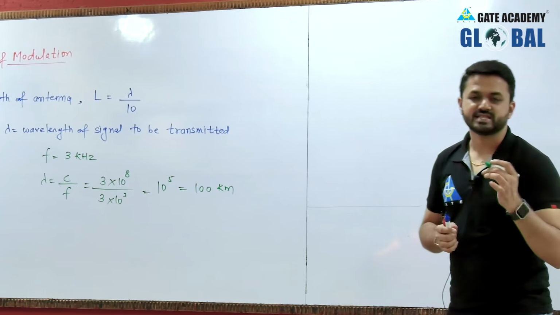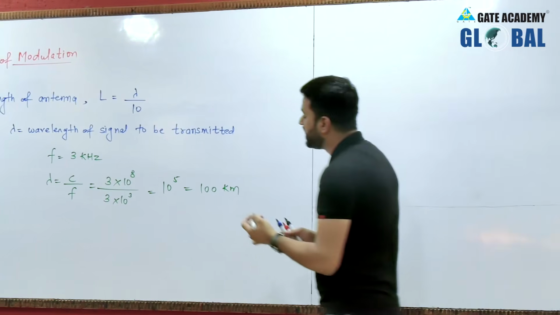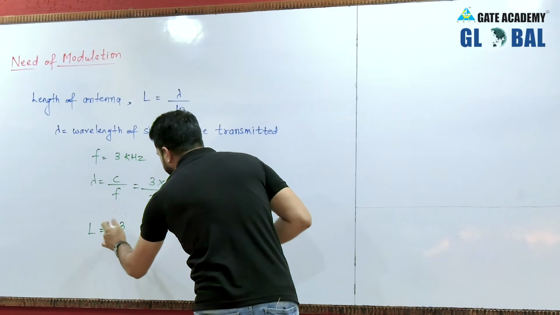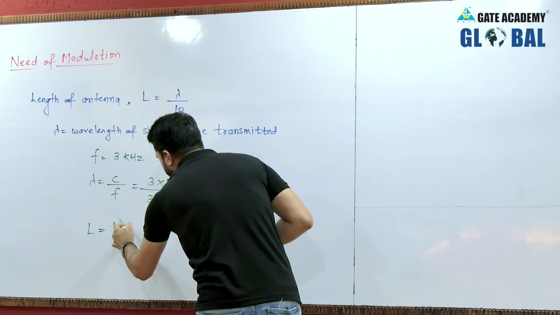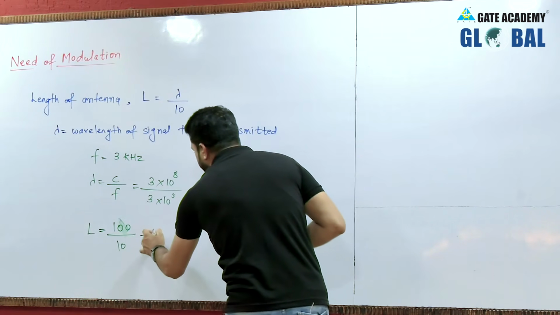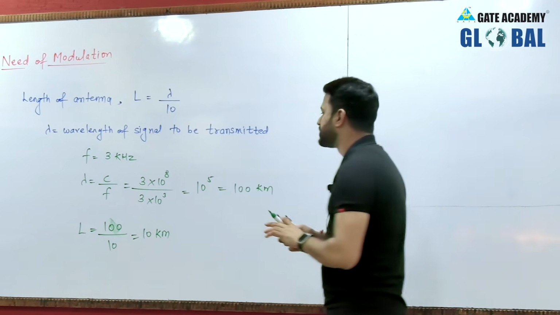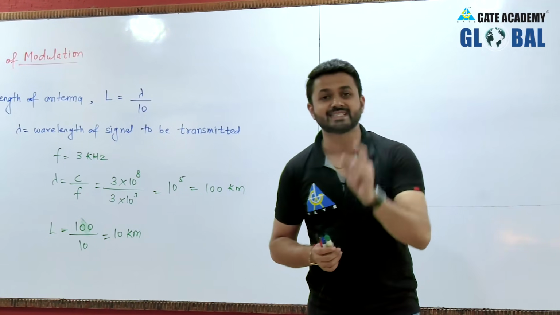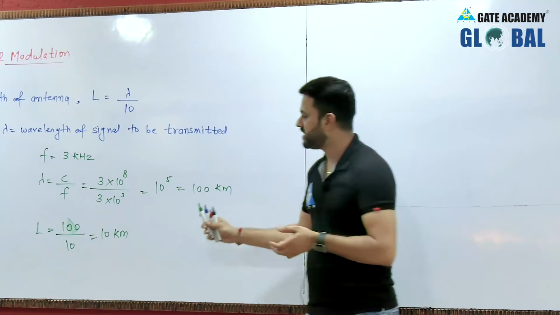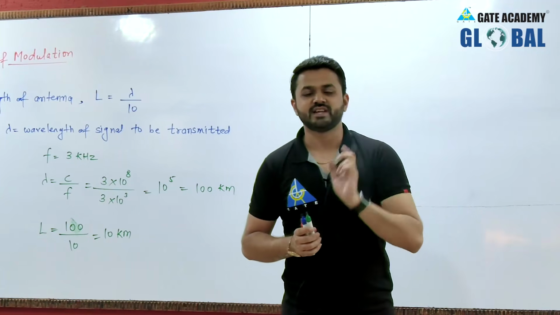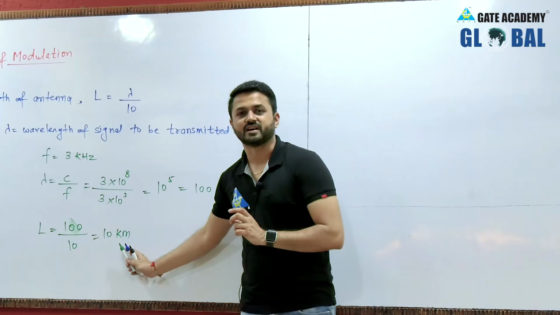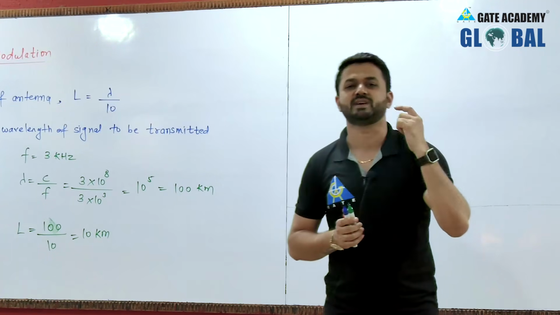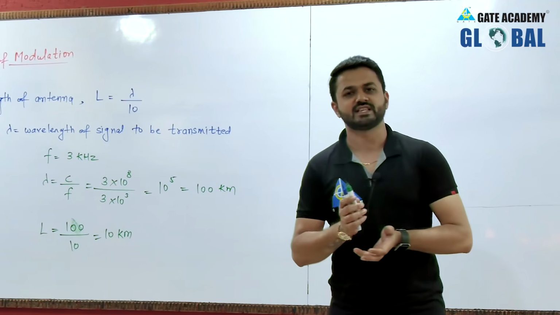So 100 kilometer is the wavelength of the signal to be transmitted, and the length of antenna will be 100 divided by 10, which means 10 kilometer. We can see by this example that to transmit a signal having frequency 3 kilohertz, the required length of antenna is 10 kilometer, which is not practically feasible. We cannot install an antenna of length 10 kilometer just to transmit a signal having frequency 3 kilohertz.